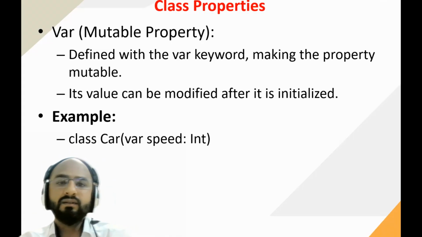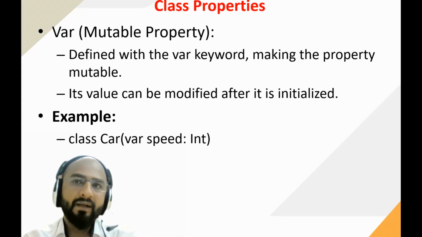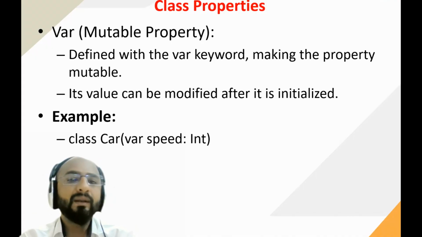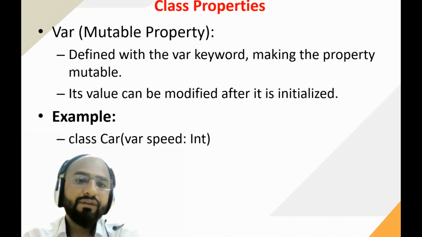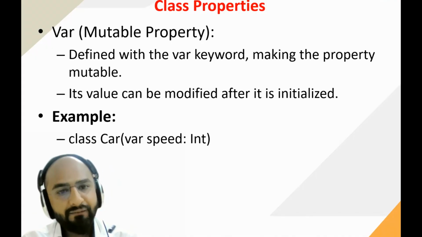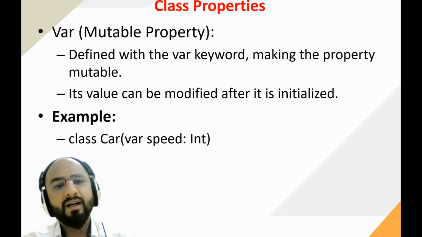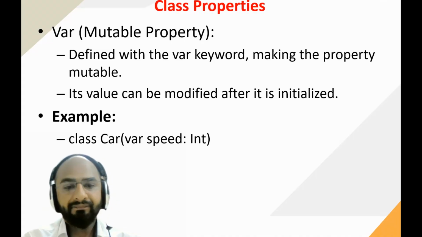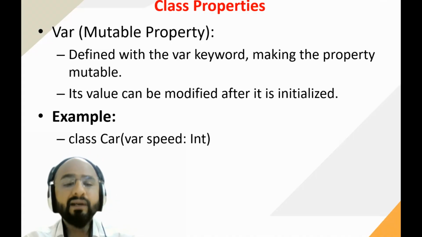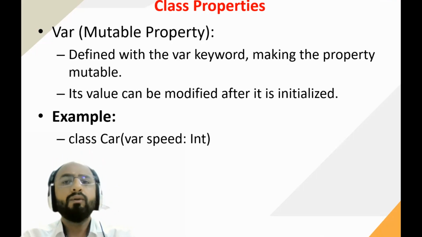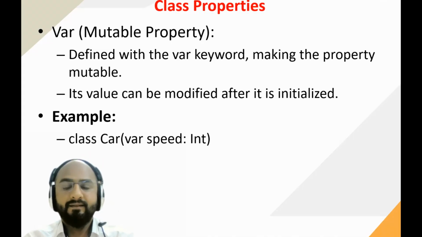So this is what the class property is. Class properties can be of two types: mutable class property and immutable class property. If you want to define a mutable property, you can use the var keyword, and if you want to define a class property as immutable, there is the val keyword. So what we have done till now, we have covered the class, the object, and the class properties.